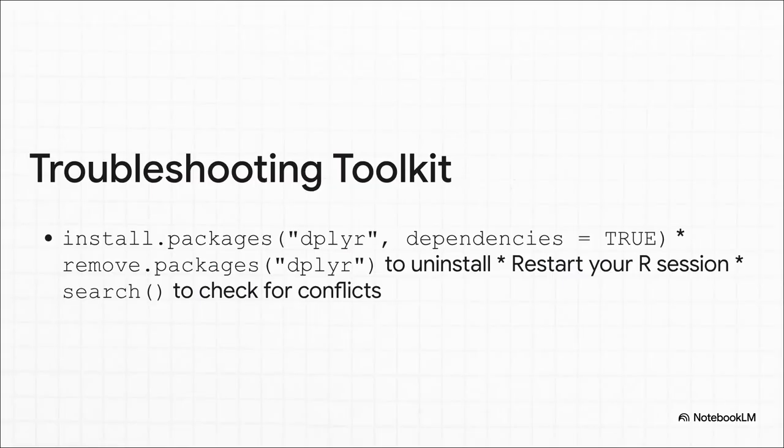So here's your basic troubleshooting toolkit. If you think you're missing those other packages, try installing with dependencies = TRUE. If things just feel really broken, don't be afraid to uninstall it completely with remove.packages and just start fresh. And never, ever underestimate the power of just restarting your R session. It's the turn it off and on again of R, and it solves a shocking number of problems.